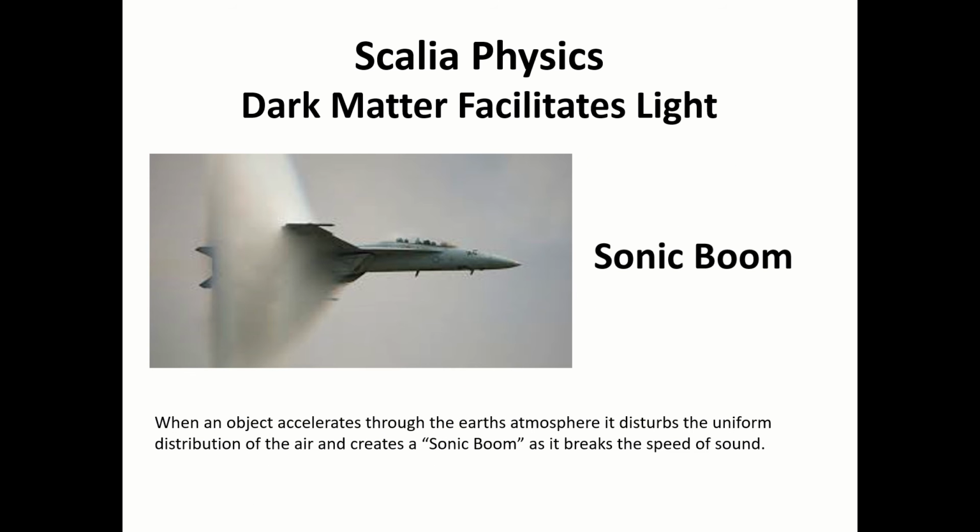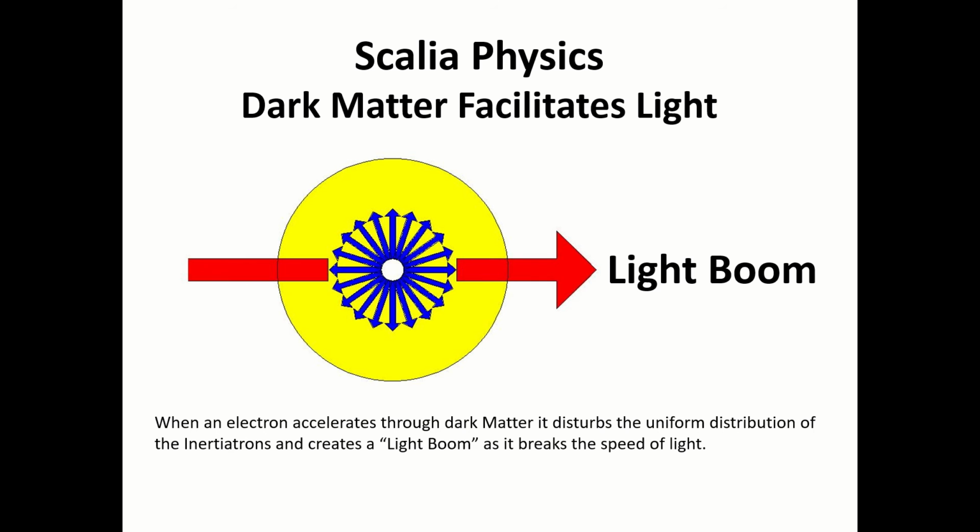So we're all familiar with jets making sonic booms when they pass through the air and break the speed of sound. They actually disturb the air molecules and create a pressure wave that moves away from the airplane, and we hear a sonic sound. So what I'm proposing is that when an electron breaks the speed of light, it disturbs the dark matter, or the uniform distribution of inertiatrons, and creates a light boom, which would be electromagnetic waves that propagate out away from the source of the electron.